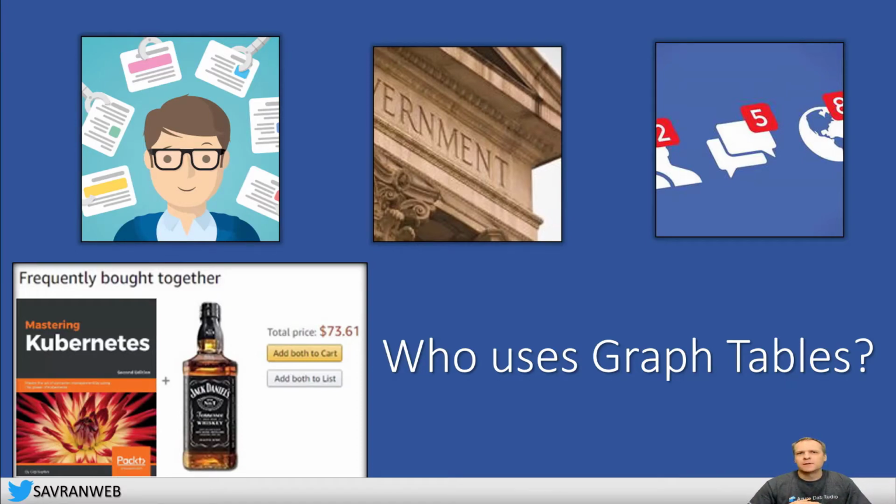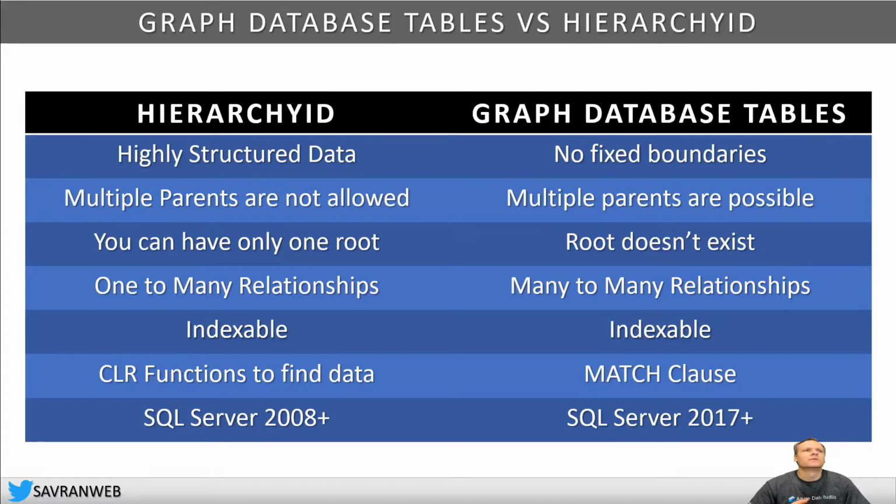Also, graph database tables are great for hierarchical data. And for hierarchical data, we have some options in SQL Server. Hierarchy ID is a great option if you are looking for a hierarchical data solution. It has been out there since 2008, and you really don't need the latest version of SQL Server to use it. But it's for really highly structured data.